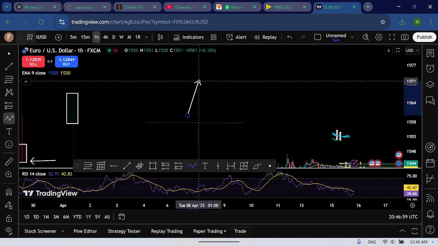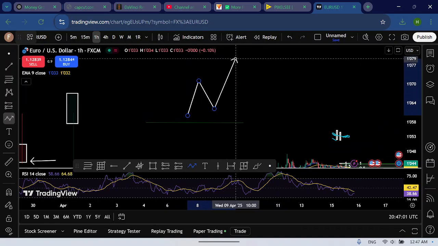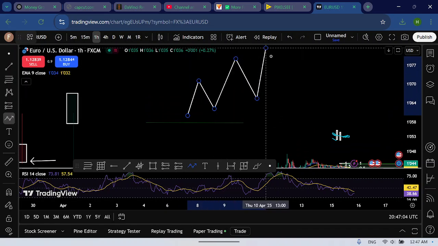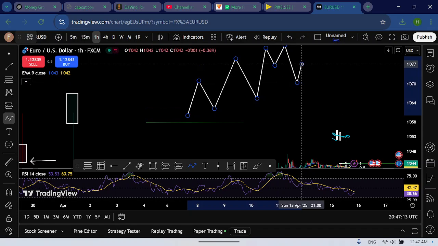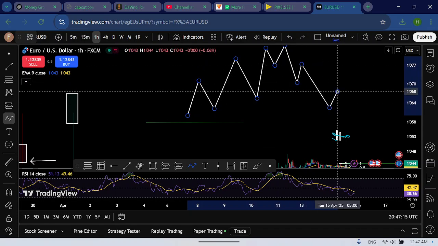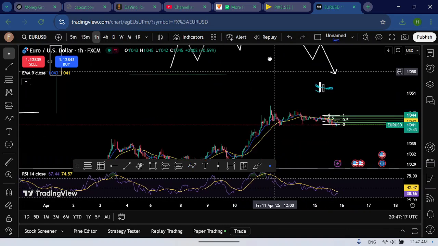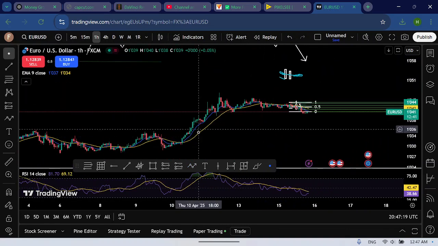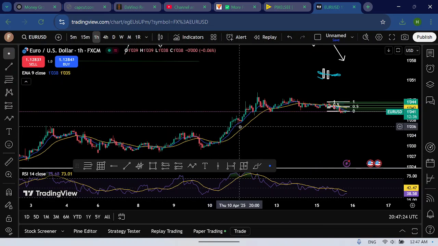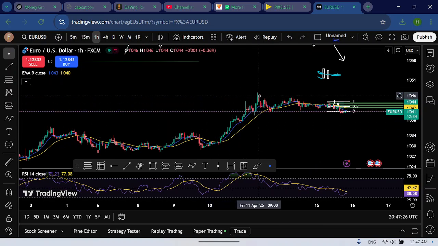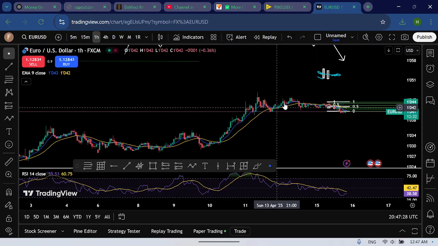A higher high, a higher low, a higher high, a higher low, and so on. And the downtrend would be lower high, lower low, lower high, lower low, lower high, lower low. So as you can see right here, it's higher high, higher low, higher high, higher low, higher high, higher low, H H H L.